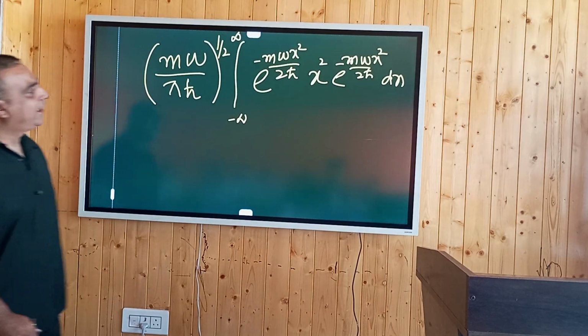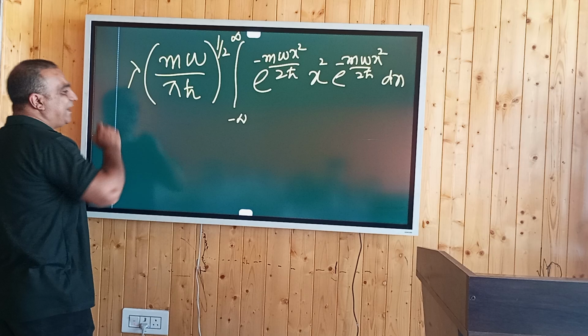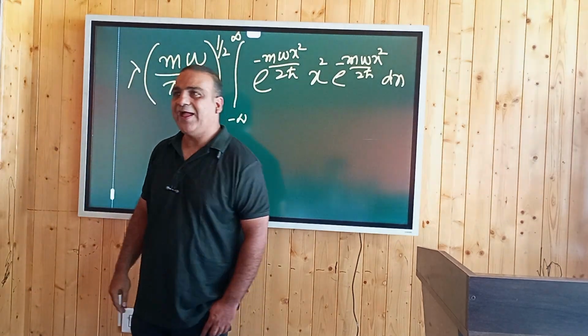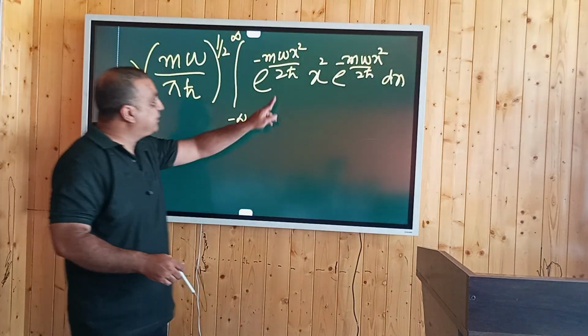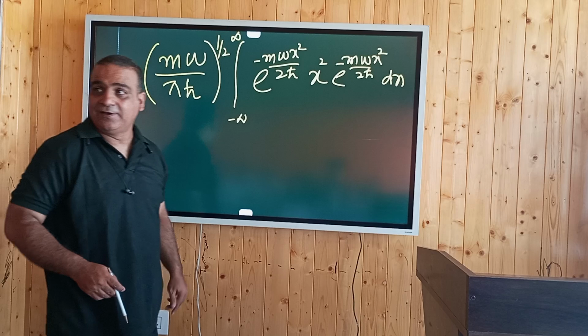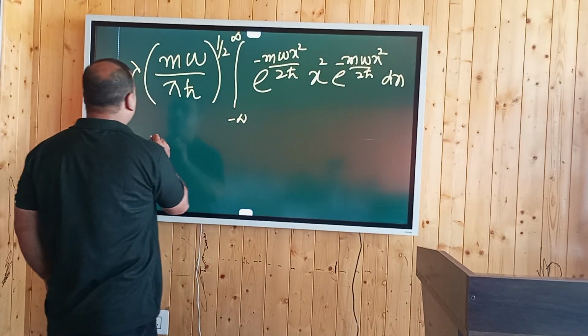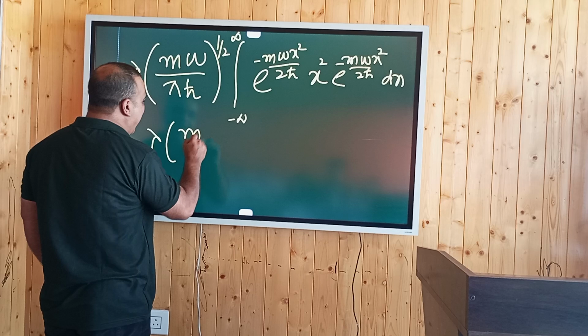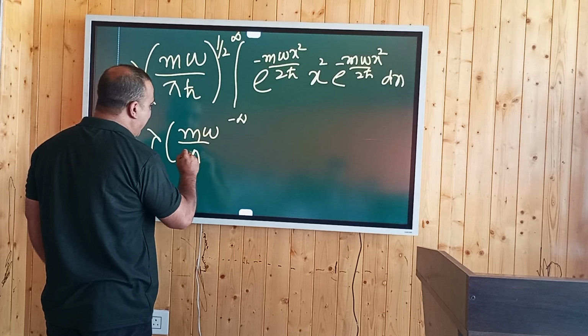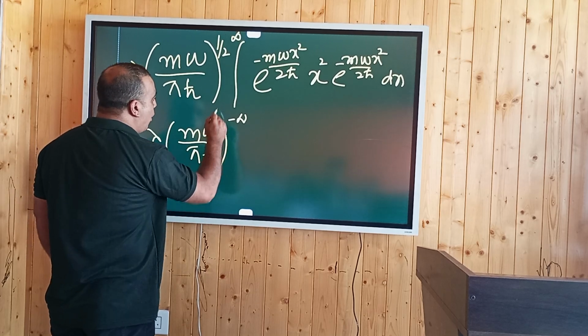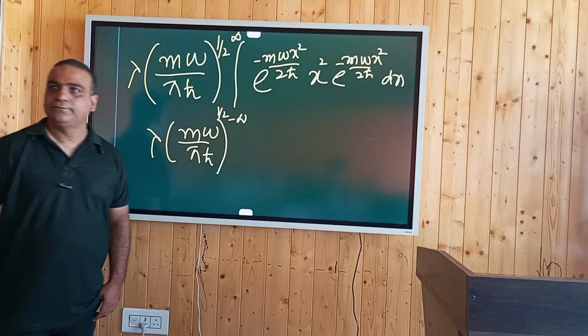Lambda, you can keep outside. That's not a problem. Now multiply these two exponentials. The base is the same, the powers are added, and the 2 and 2 will cancel. So what will you get? You will get lambda times (m omega by pi h cross) whole raised to the power 1 by 2.